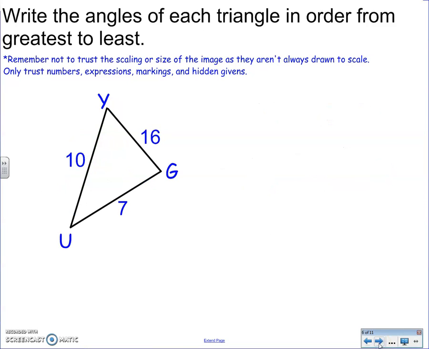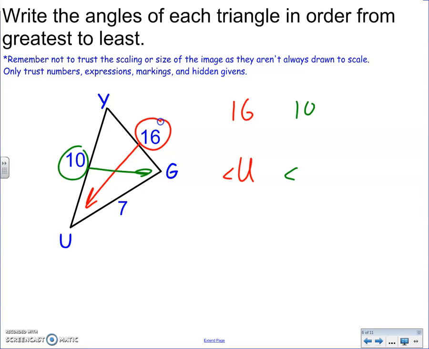All right, same thing. But now we do greatest to least. So the biggest side is 16, goes with this angle. That angle is U. 16 goes with angle U. After that is 10, goes with angle G. Last is 7, goes with angle Y. So I went from biggest to smallest, greatest to least. And that's the answer.